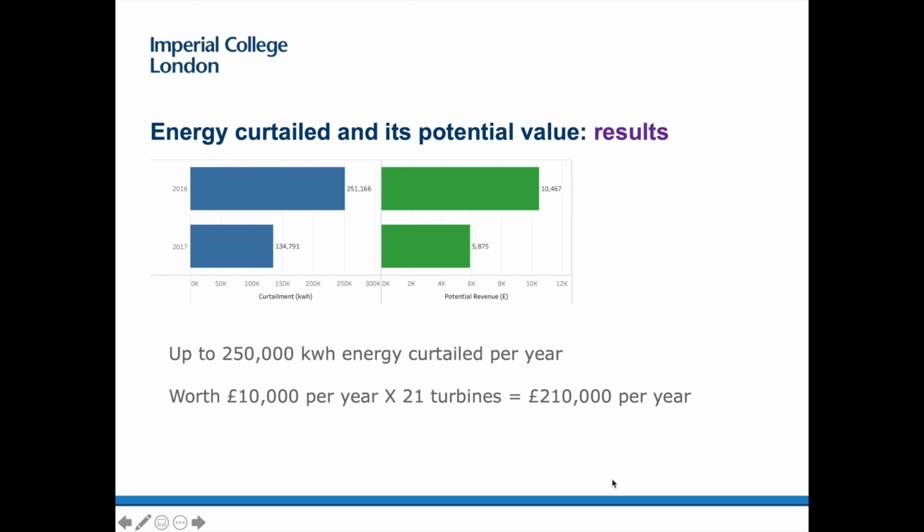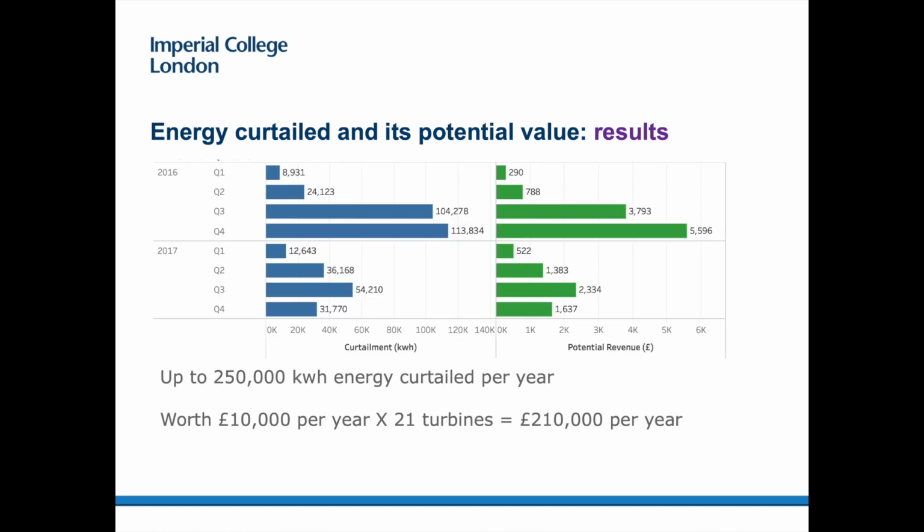If we look specifically at what times of the year the energy is curtailed, it's not surprising that we have the longer lines, the highest curtailments, in Q3 and Q4 of the given years, and correspondingly the higher potential for revenue. So should we choose to engage in DR, we may want to target the periods of the year with the highest curtailment.